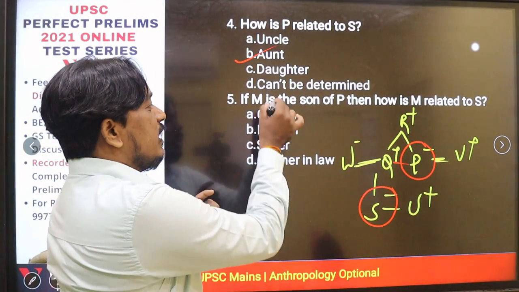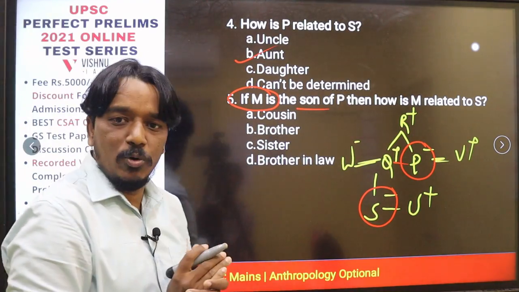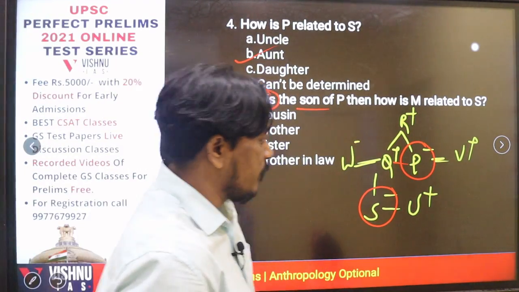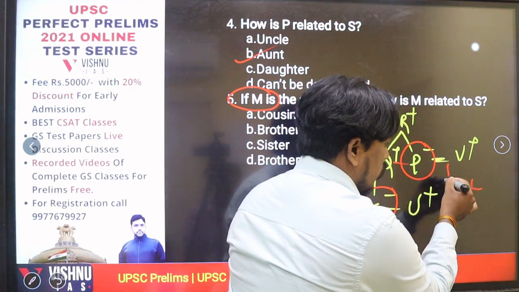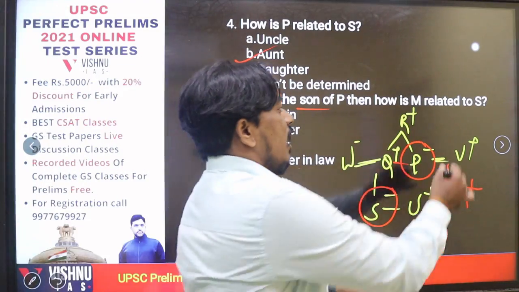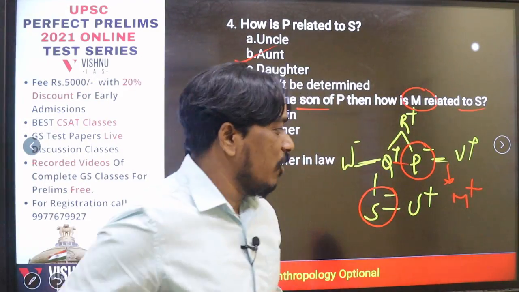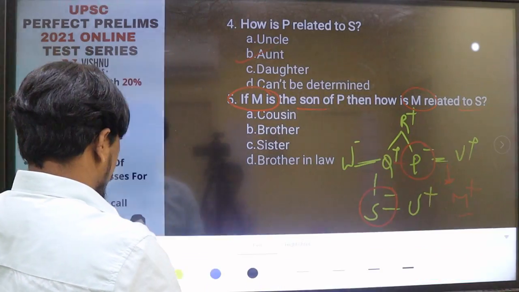Now the next one. If M is the son of P, additional data they are providing here. If M is the son of these two couples, that is particularly P, then how is M related to S? Very simple. Just observe in the same manner.